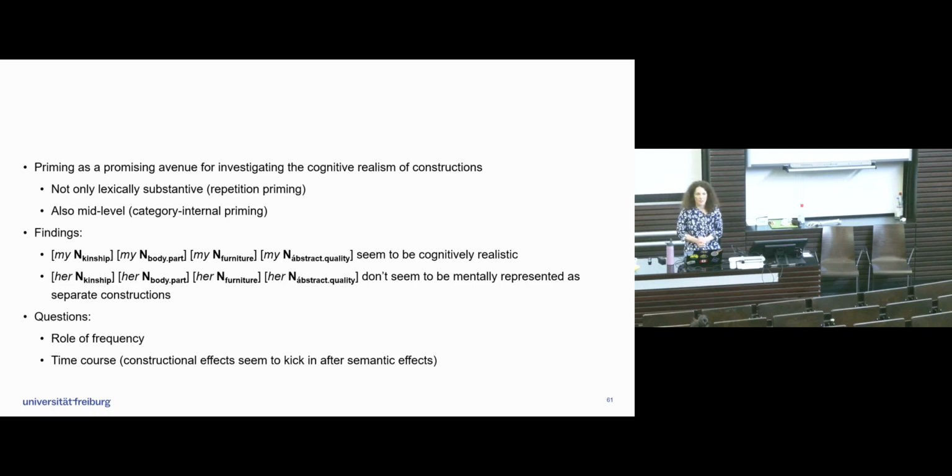There are many questions, of course. Is the result or the difference between my and her due to frequency differences or to something else? I don't know. It would be interesting to investigate the time course in more detail. And also, what I've presented to you was a very coarse analysis. It would make sense, I think, to look at the individual subconstructions in more detail. So what I've presented to you here is the average. So on average, there is this priming effect with my. But it's actually different for different constructions. So for different subconstructions. Okay, so it's stronger, for example, for kinship terms, but not so strong for furniture.